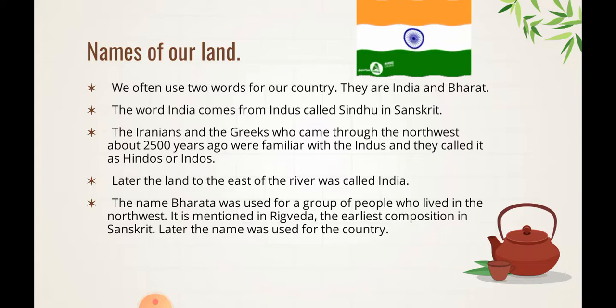The word India comes from the Indus, called Sindhu in Sanskrit. When we were talking about River Indus, I shared about the Iranians and the Greeks who came through the northwest about 2,500 years ago. These people were familiar with the Indus and they called it Hindus or Indus. And later, the land to the east of the river was called India. So, this is the history behind the name India.